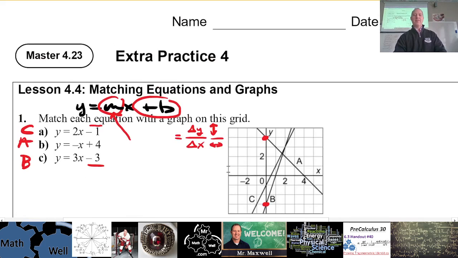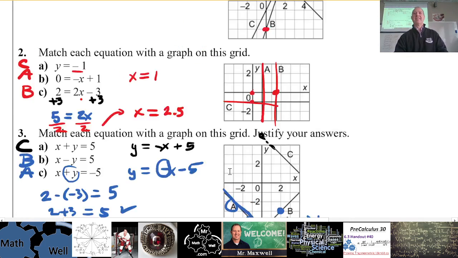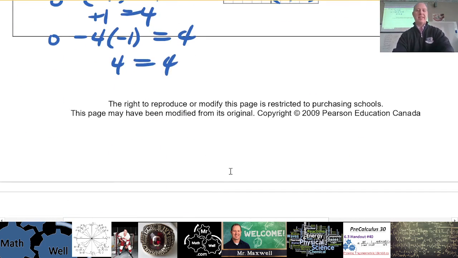That's okay. So that's 4.4. Any questions? You guys are good? Connecting graphs? Awesome.